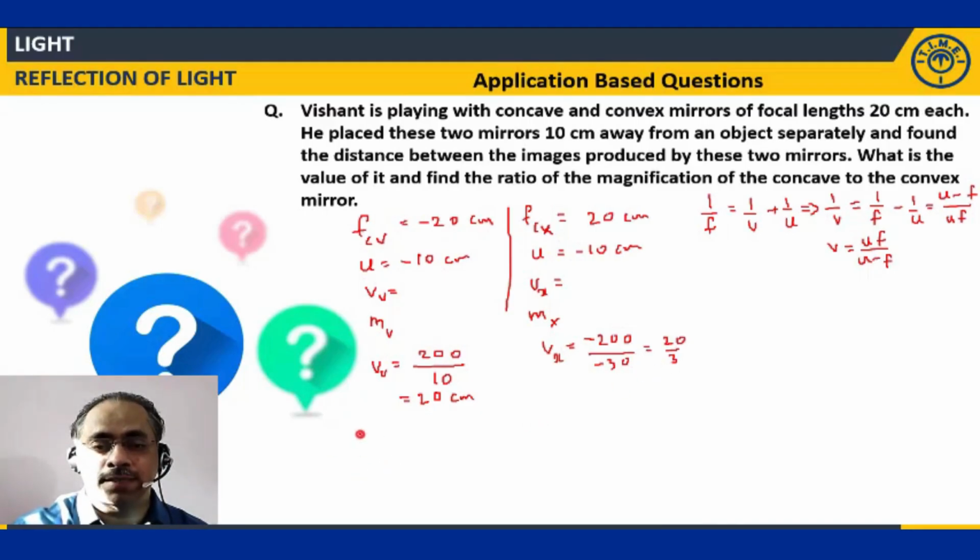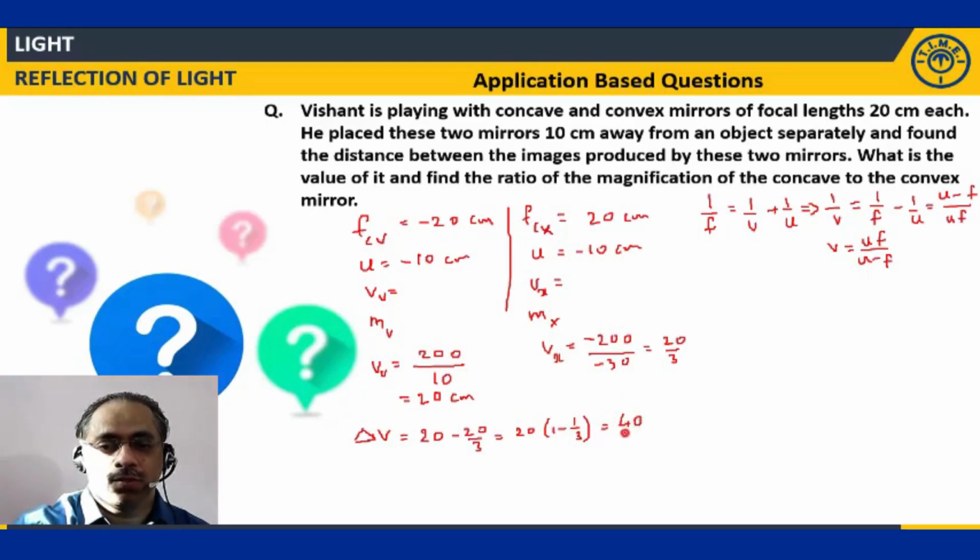If you find out the difference, that is delta V, I'll get it as 20 minus 20 divided by 3. So I'll get it as 20 into 1 minus 1 by 3. 1 minus 1 by 3 is nothing but 2 by 3. 2 by 3 into 20 is 40 by 3. So 40 by 3 centimeter, that is the difference. That is the distance between the images produced by these two mirrors.